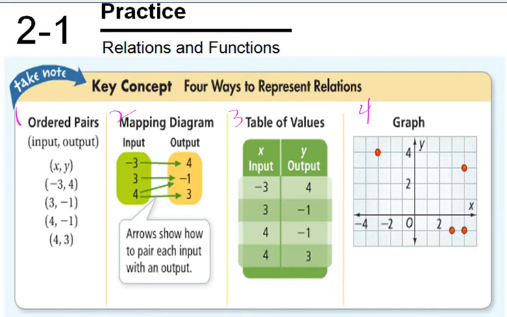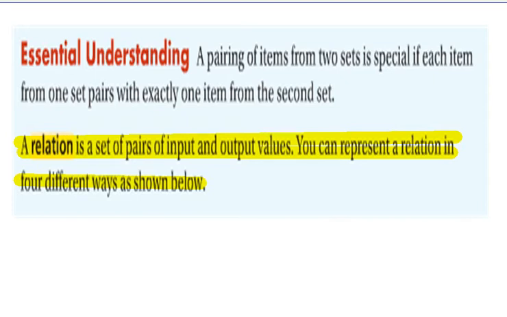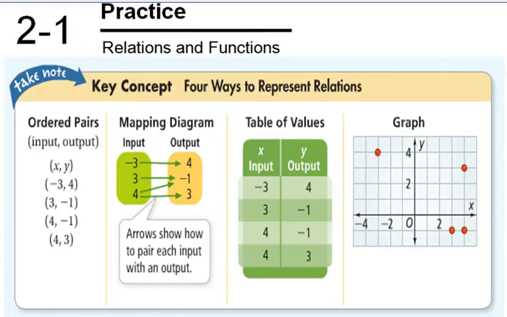Now the fourth way is just to graph it, and that's how we started today's lesson: we graphed those points on a number line. So those are the four ways to represent relations. I wanted to point out what a relation is. It's a set of pairs of input and output values. You can represent a relation in four different ways, as we just did: ordered pairs, mapping diagram, table of values, and graph.